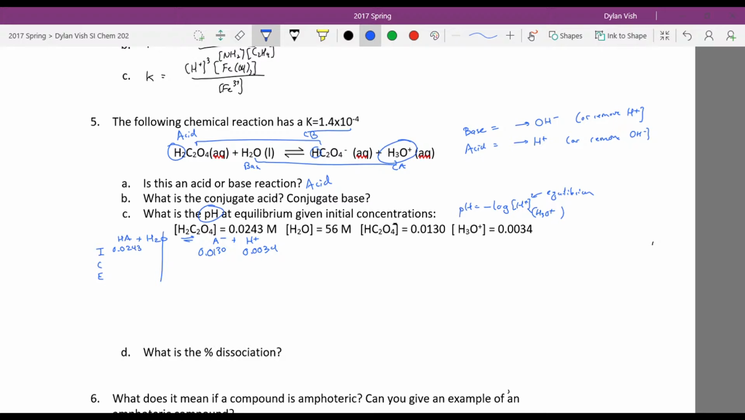Now, to be honest, it doesn't really matter. We could do it the wrong way, we could do it the right way, we could just guess. But there is a way to check. We can check our Q value. So let's go ahead and write our Q expression. We have our H3O times our HC2O4 all over our H2C2O4. We can plug in the values we were given in the equation: 0.0034 for our H3O plus, and for H2C2O4, that's 0.0130 divided by 0.0243. We'll plug that into our calculator.